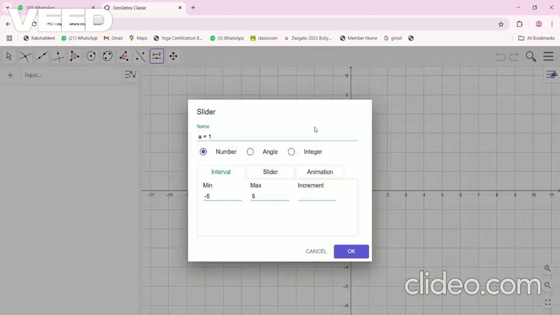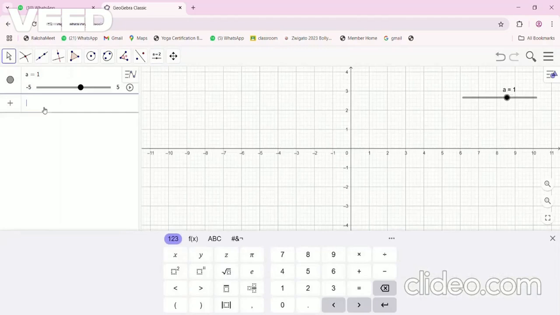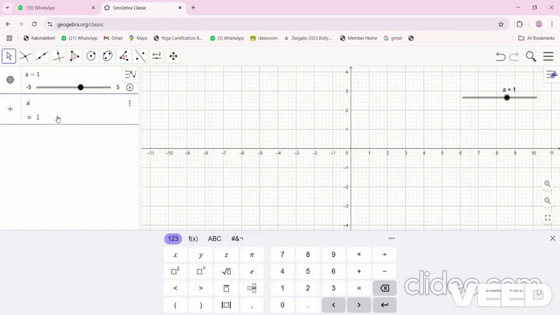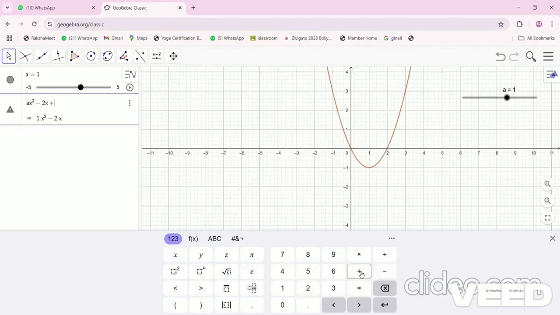Before that I will take a slider, put the position, then I will insert the quadratic polynomial equation, that is ax square. So I will write a, minus 2x plus 3.